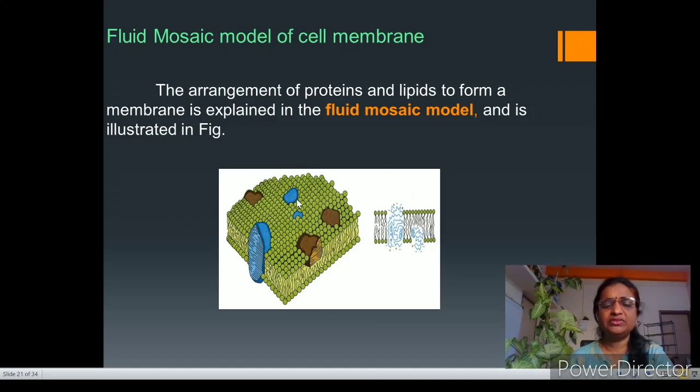These are the proteins which are arranged laterally. In these brown color proteins, we can easily see this arrangement is lateral. They are not embedded through the structure. So these lateral proteins may be enzymes, essential enzymes of the cell. They may be components of the electron transport chain. They may be components of photosynthetic machinery, and they perform their function at that site. So these lateral proteins are essential proteins.